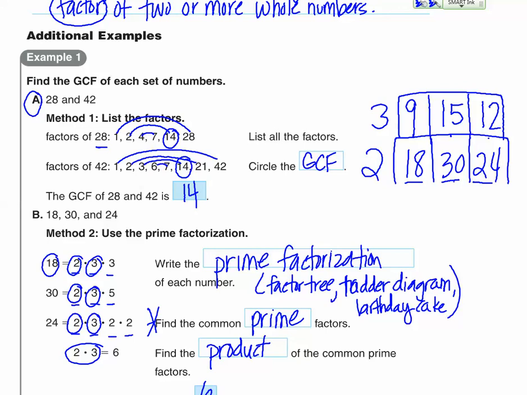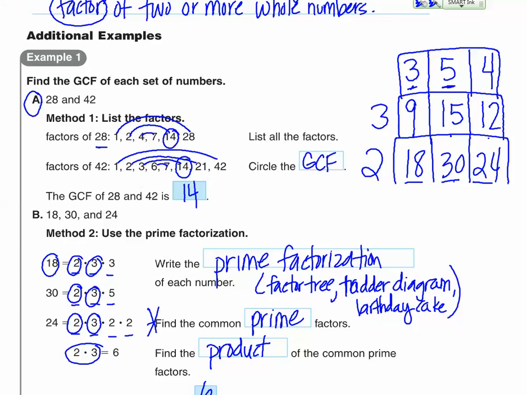3 goes into 9 3 times. 3 goes into 15 5 times. And 3 goes into 12 4 times. Okay. We'll make another layer of our birthday cake, but something's going to happen this time. So we're going to continue dividing by 3 until we can't anymore. Does 3 go into 3? Yep. Does 3 go into 5? Nope. Notice these are both prime numbers, so we are done.